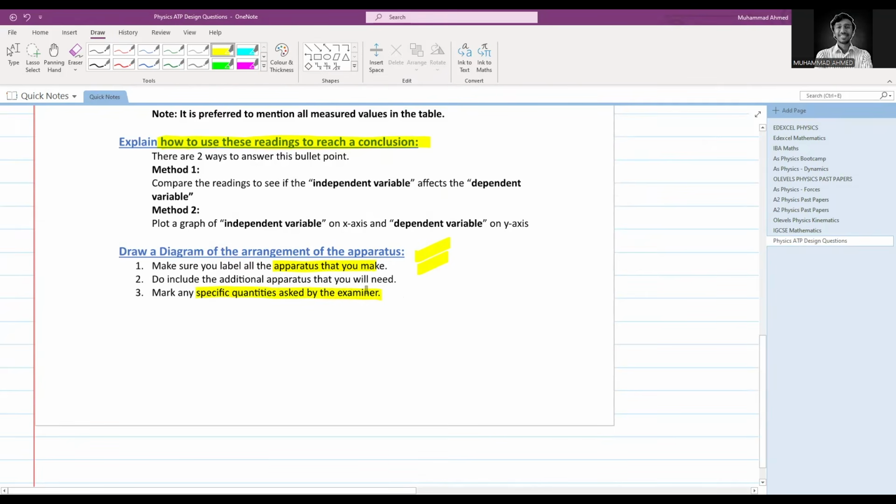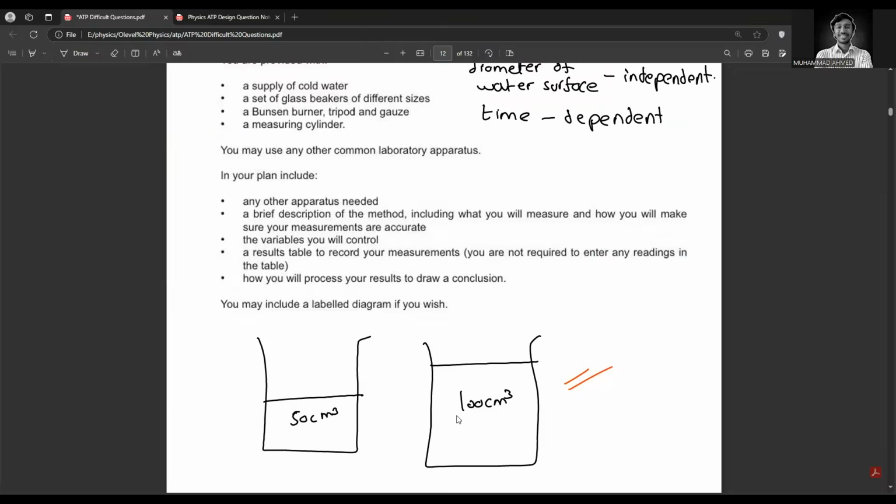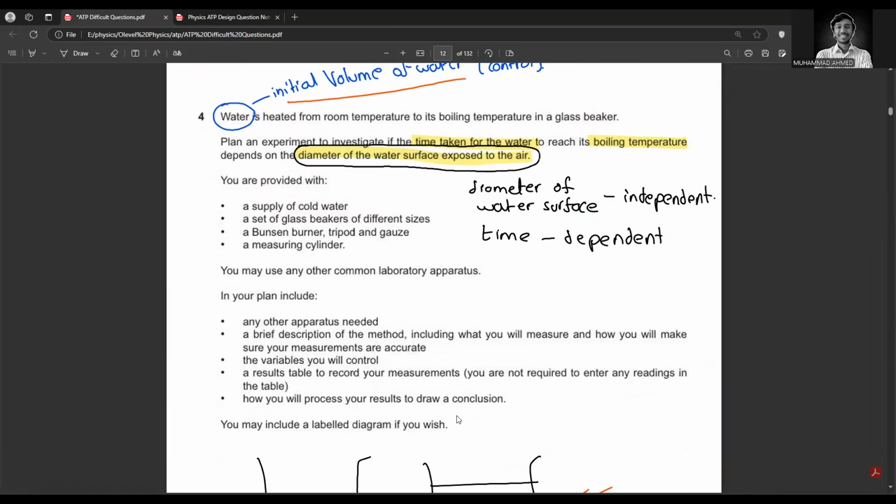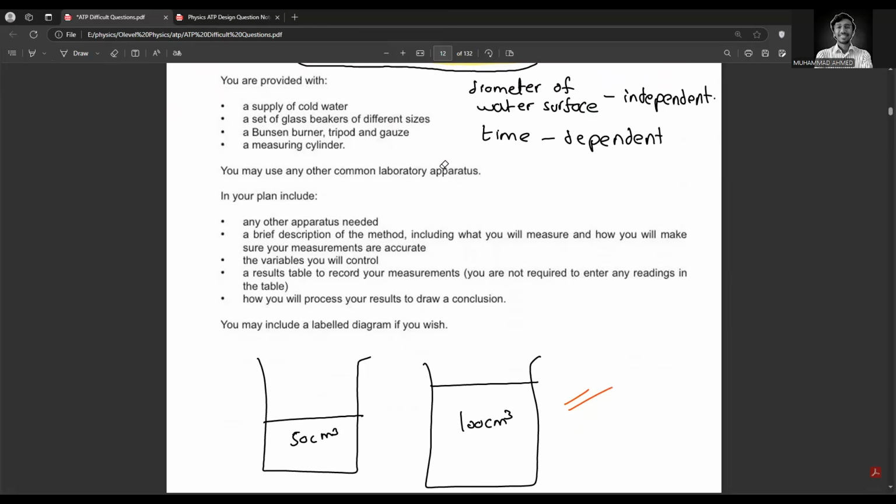Let's look at an actual exam question and let's write an answer. Water is heated from room temperature to its boiling point in a glass beaker. Plan an experiment to investigate whether the time taken for the water to reach its boiling point depends on the diameter of the water surface exposed to the air. Perfect. So here I know some of the things.